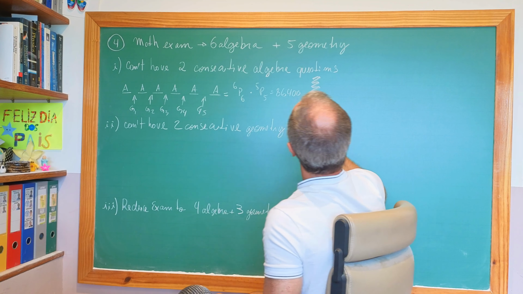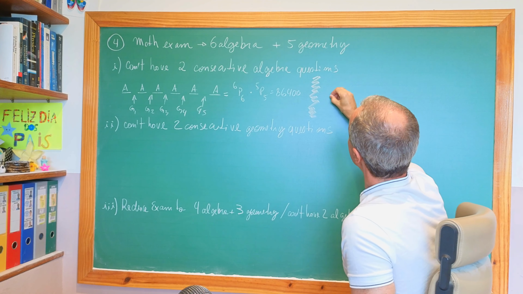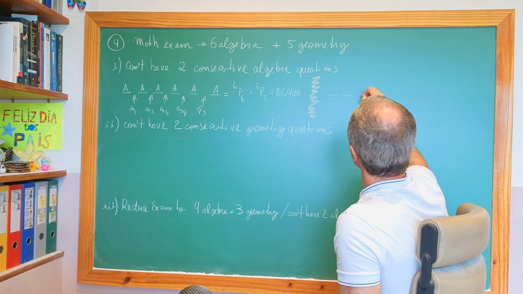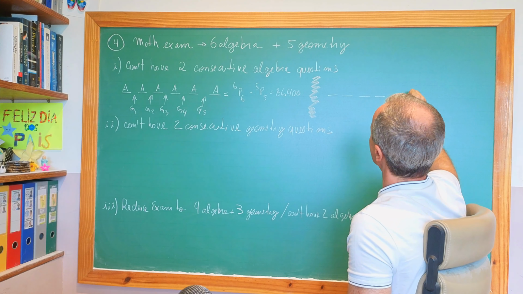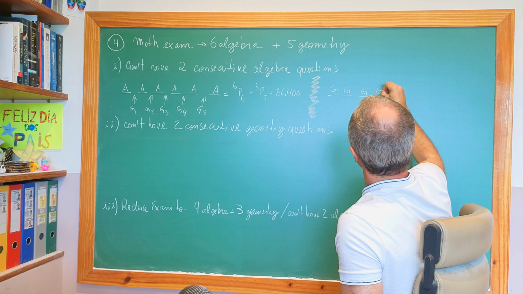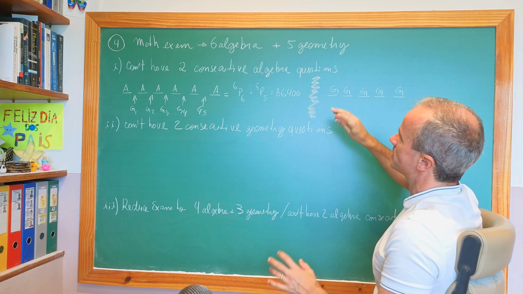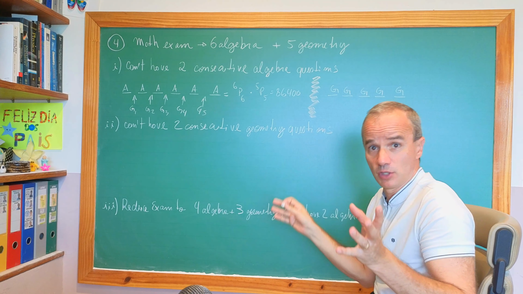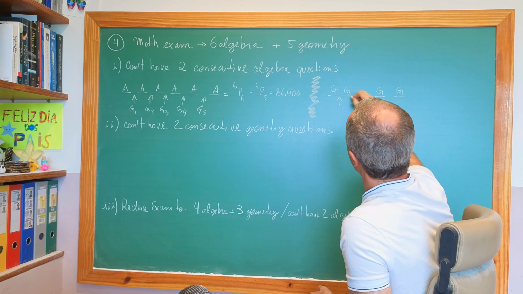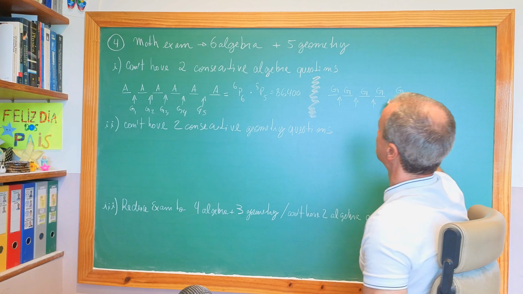Now there is another way I can solve this, starting with the geometry. Let's see if it works. Sometimes it does, sometimes it doesn't. But let's try it out: 2, 3, 4, 5. I have 5 geometry, so I'm starting with the geometry. Okay. And I'm going to put the algebra in between. So I have 6 algebra: 1, 2, 3, 4.